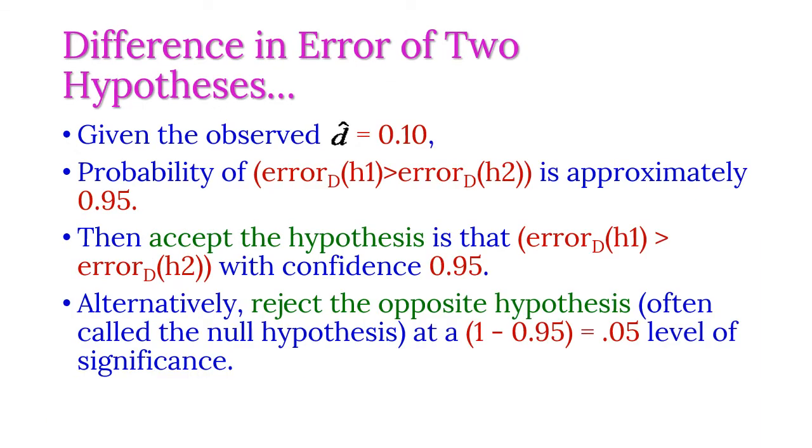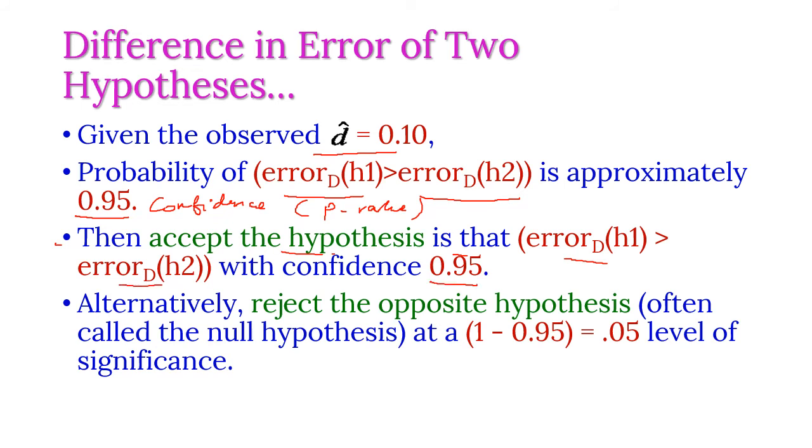Here let us consider D cap equal to 1.0, and the probability that true error D of H1 is greater than true error D of H2 is approximately 0.95. That is the confidence or p-value, right? Then accept the hypothesis that error D of H1 is greater than error D of H2 with the confidence 0.95. H1 is the alternate hypothesis.